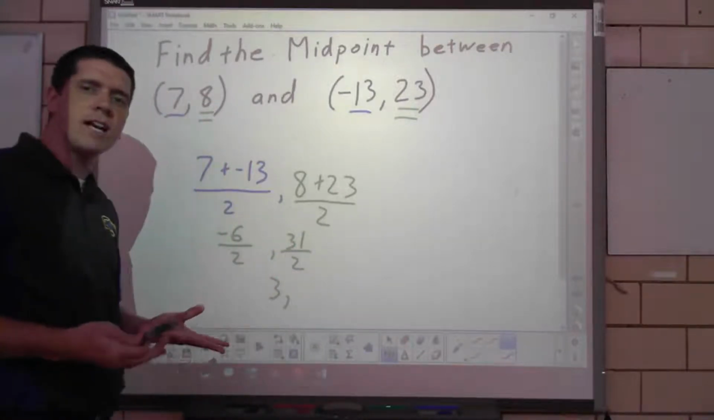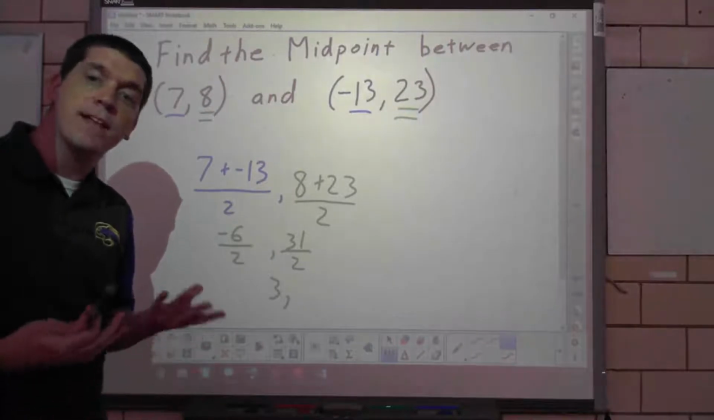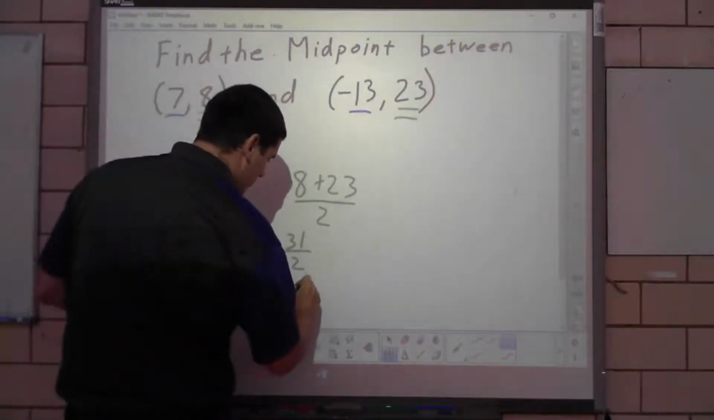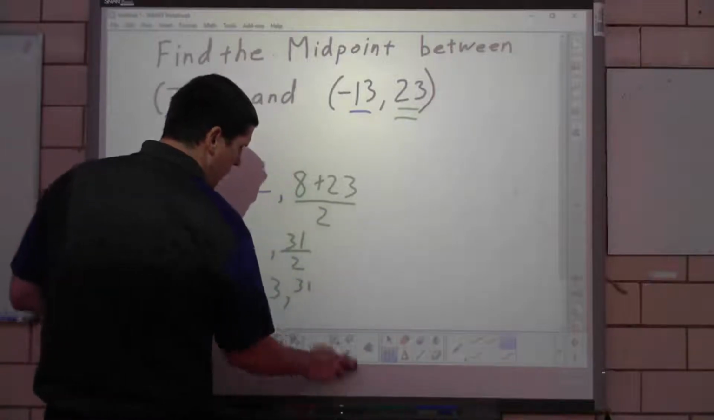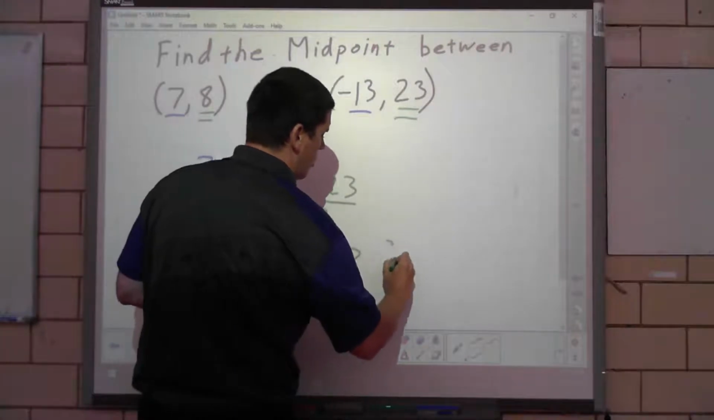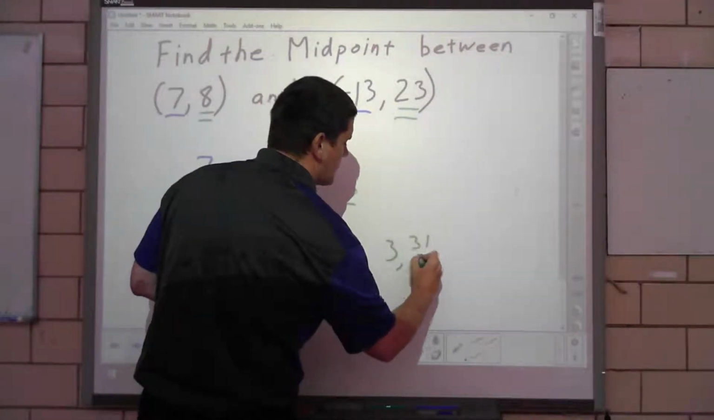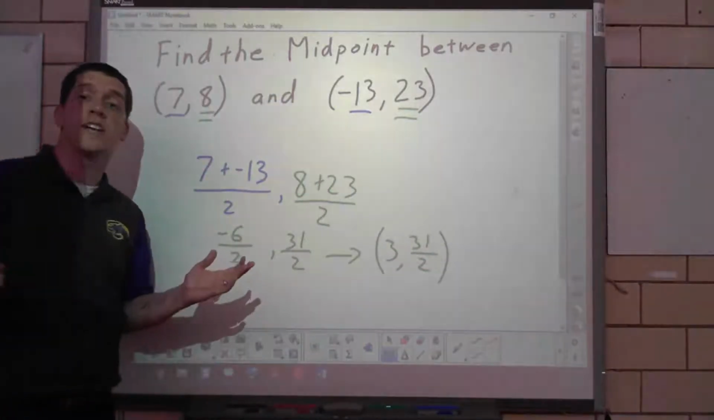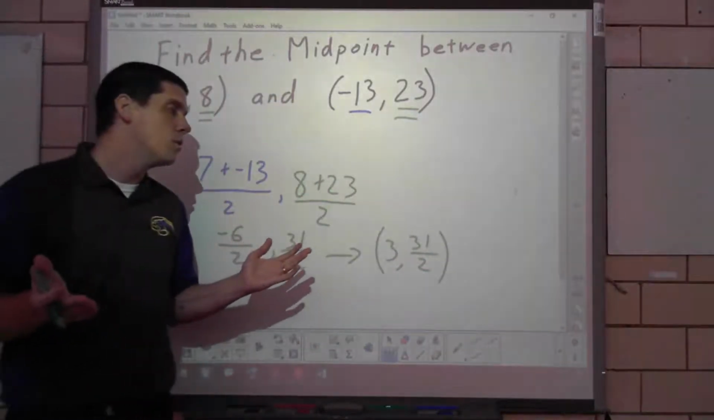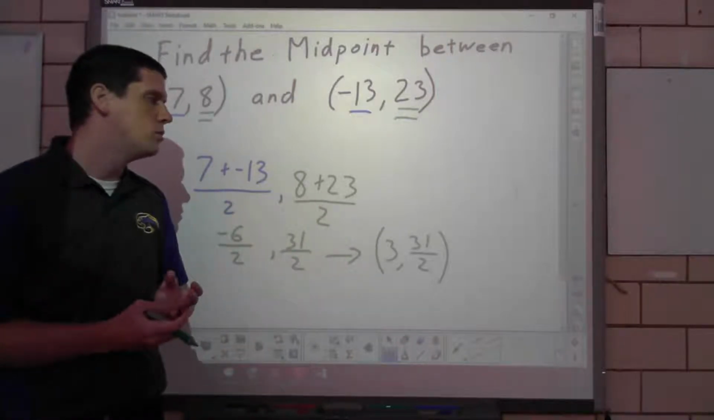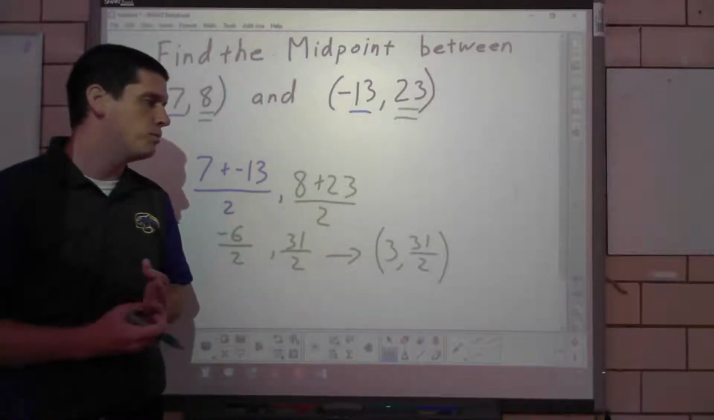That's not going to divide evenly. That's okay. If we were in class and everything was the way that I would want, I'm just going to write these answers over here, and I would just tell you guys, hey, you know what? That's a good answer to me. 3, comma, 31 over 2.